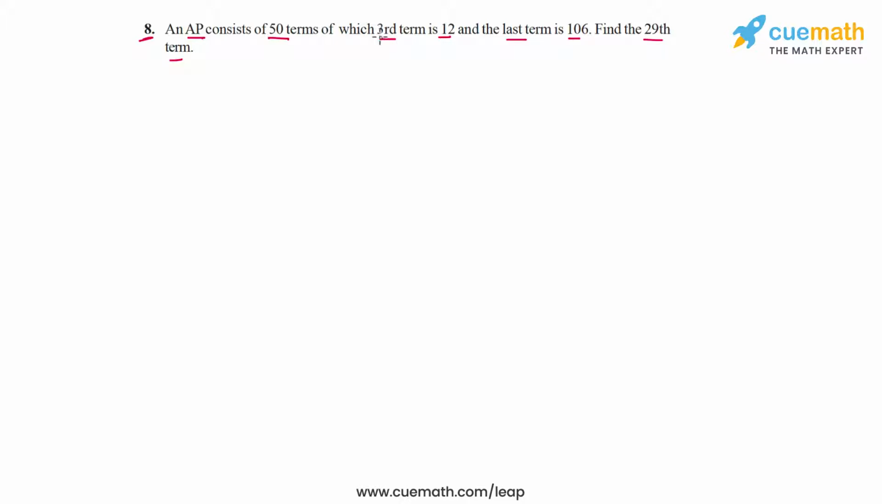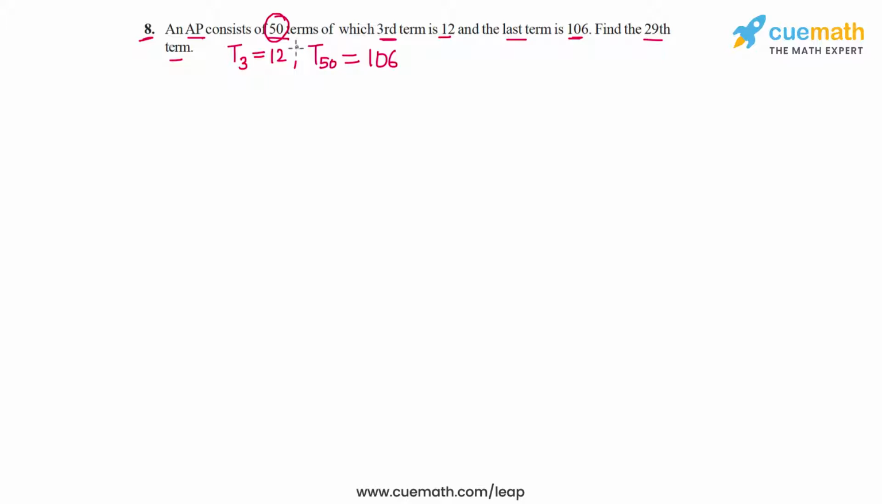So we are given that the third term is 12, so T3 is 12, and we are given that the last term is 106, but we also know the index of the last term because we are told that the AP has 50 terms. So we have T3 which is equal to 12 and we have T50 which is equal to 106, and using these two pieces of information we have to find the 29th term.